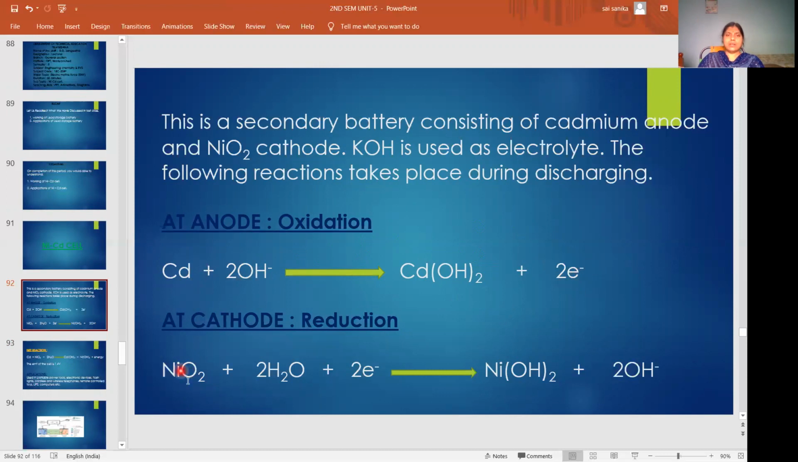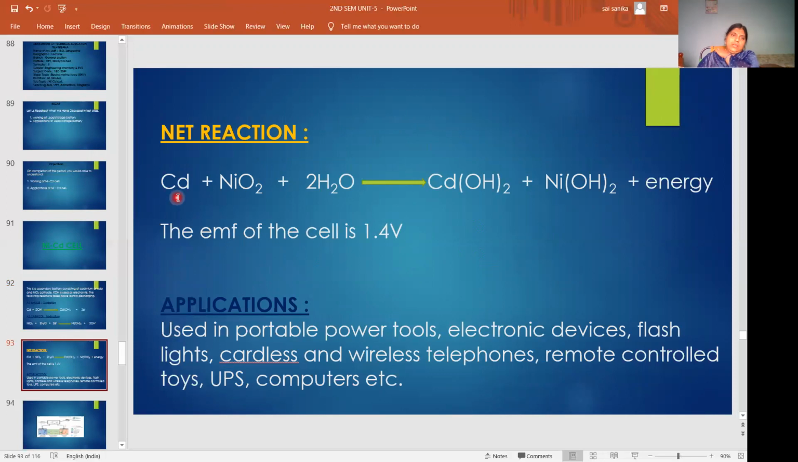So nickel oxide is undergoing reduction, taking 2 electrons and reacting with water molecule and converting into nickel hydroxide. Cadmium is converting into cadmium hydroxide, nickel oxide is converting into nickel hydroxide. And 2 hydroxy ions are released. So hydroxy ions cancel, 2 electrons cancel, so remaining, you have to combine cadmium plus nickel oxide plus 2 water molecules gives rise to cadmium hydroxide plus nickel hydroxide. So this is the net reaction of the cell. Okay, cadmium plus nickel oxide plus 2 water molecules gives rise to cadmium hydroxide plus nickel hydroxide plus energy.